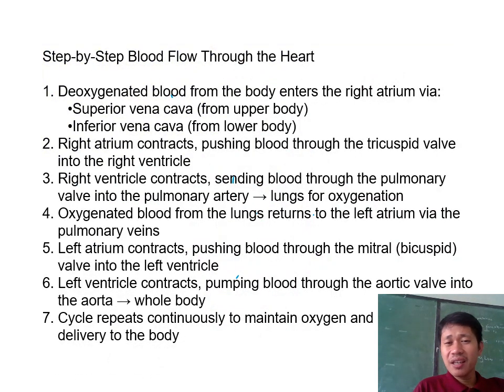But just in case, I included here the step-by-step blood flow through the heart. So basahin nyo to, and I want you to understand the sequence of the blood flow. Alright? The blood from the body enters the right atrium via the superior vena cava. This includes the major, large blood vessels from the upper body, and the inferior vena cava from the lower body. So it's much more detailed. Alright? So you read this sequence of blood flow.